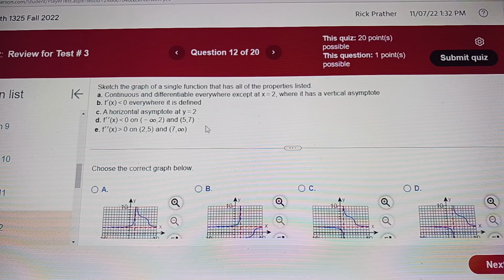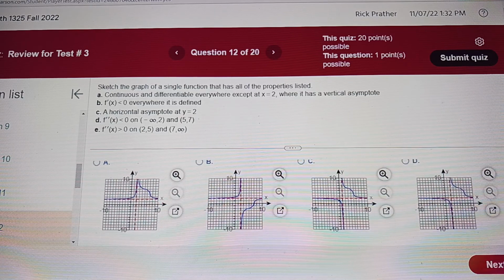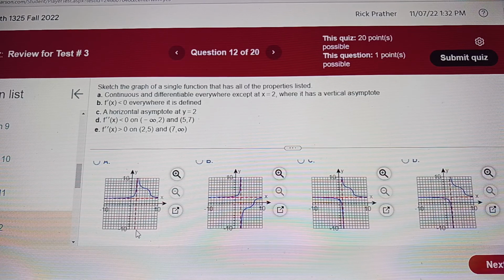Okay, and then this is the one where they give you kind of clues, like you're a detective and you have clues here and you want to match it up to the graph. We need to be continuous and differentiable everywhere except 2, where there's a vertical asymptote. So this could be a vertical asymptote of 2. I think that one's 1, 2, 3, 4, 5, 6, 7, 8, 9, 10. Yeah, this one's out because it has the asymptote at 1. The other 3 have it at 2. So we've eliminated C already.